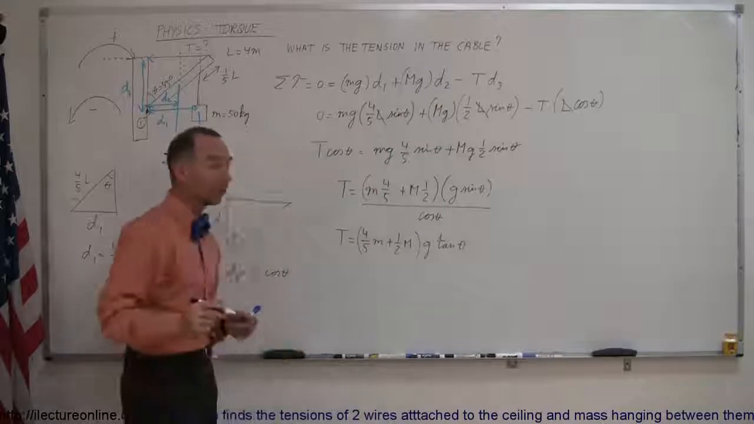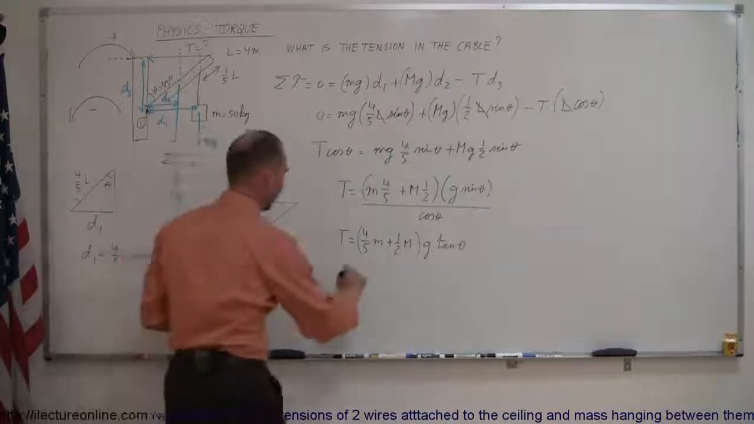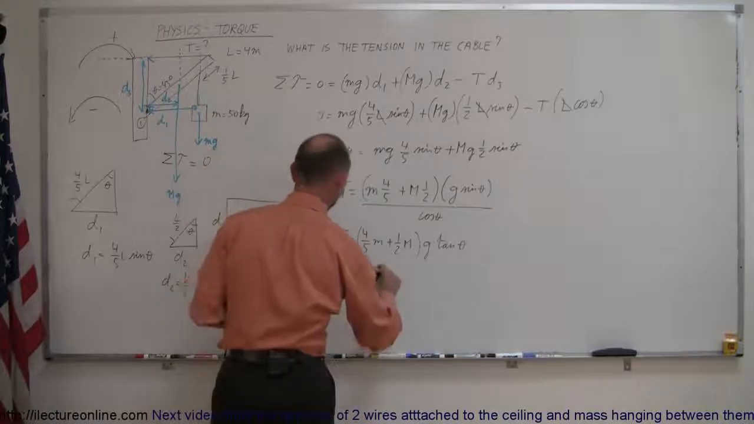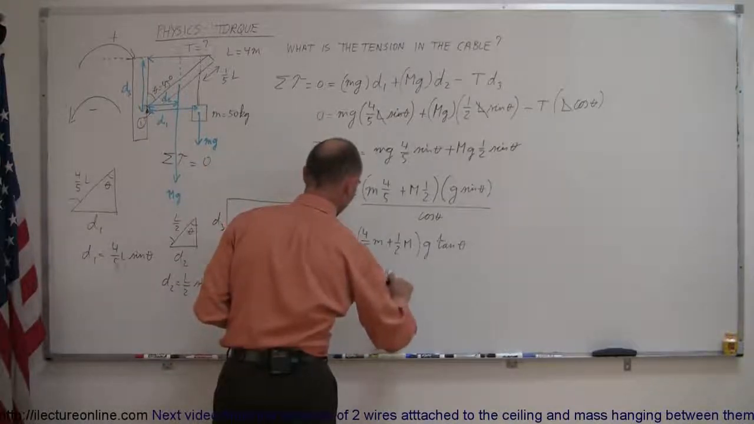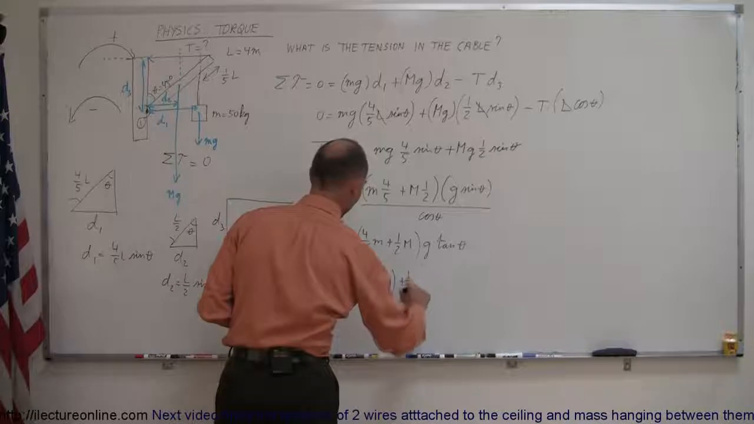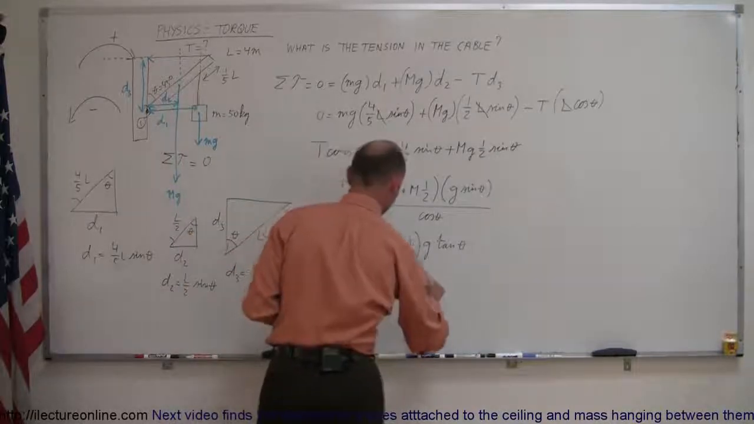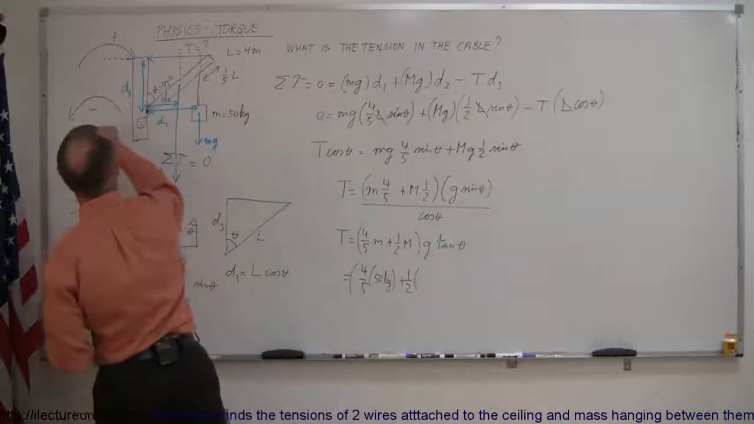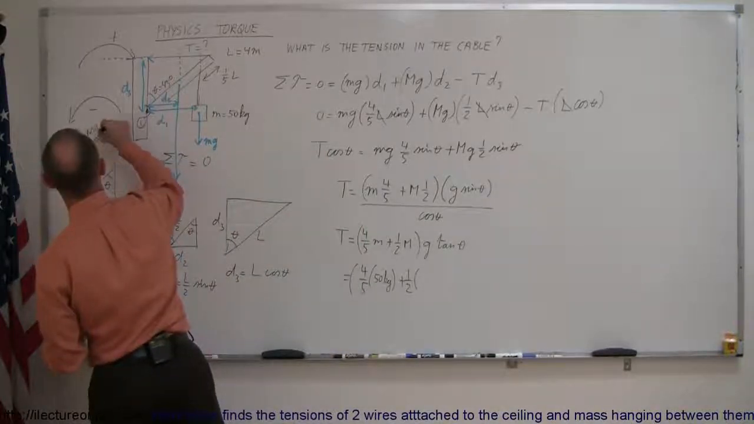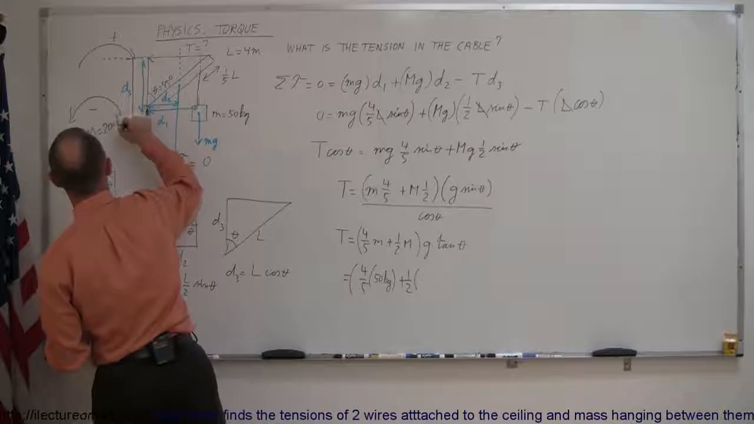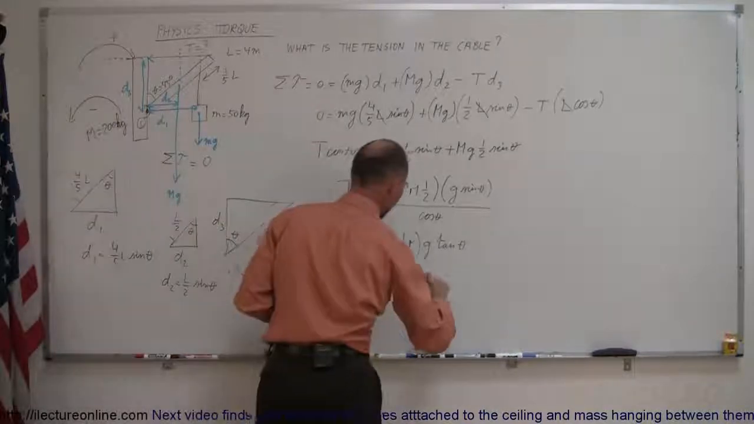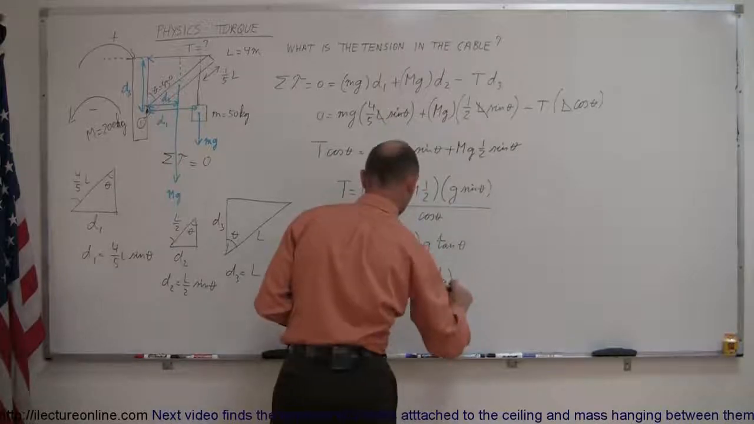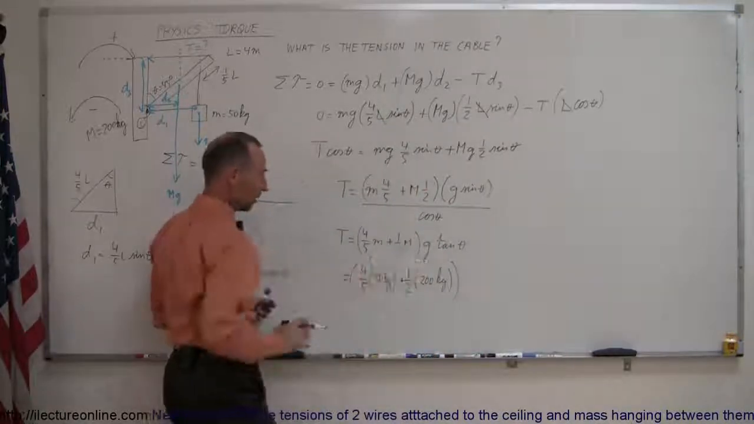And now I can plug in what those numbers are equal to. So this is equal to 4/5 times the little mass of 50 kilograms plus 1/2 times the mass of the beam, which was 200 kilograms. Did I write that down somewhere? I didn't. I meant this to be 200 kilograms, so big M is equal to 200 kilograms. That's the mass of the beam. Okay, so that's what's inside the parentheses.